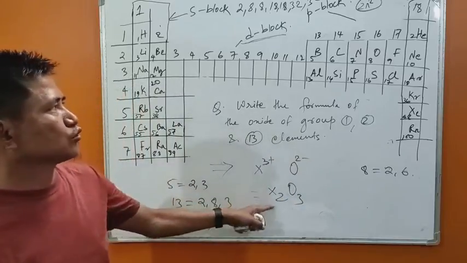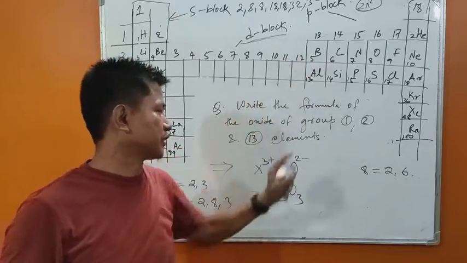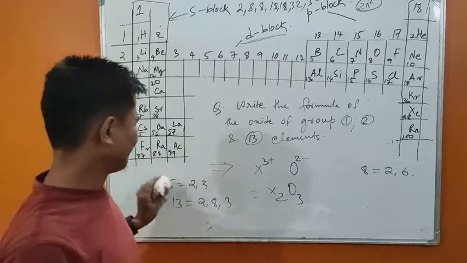Okay, X2O3 means any element from group 13. X is any element from group 13. I hope you got this.